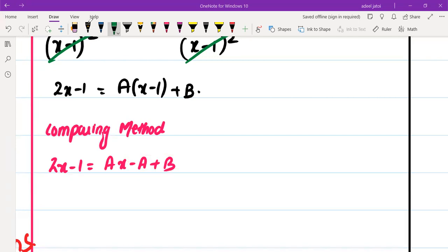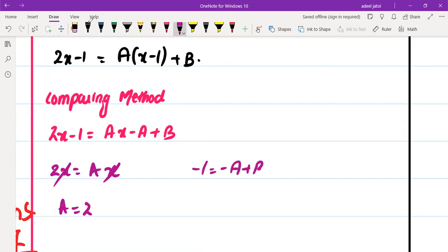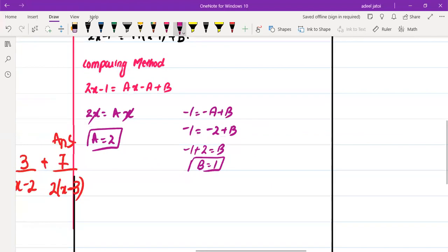So let's just work out through the working for this. 2x is equal to Ax. Your x is cancelled, so value of A becomes 2. Whereas minus 1 is equal to minus A plus B. Minus 1 is equal to minus 2 plus B. Minus 2 goes on the other side, becomes plus 2, minus 1 plus 2 is equal to B. B becomes what? 1. So your two values are there, A as 2 and B as 1.